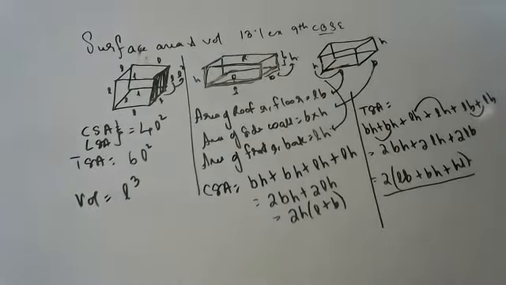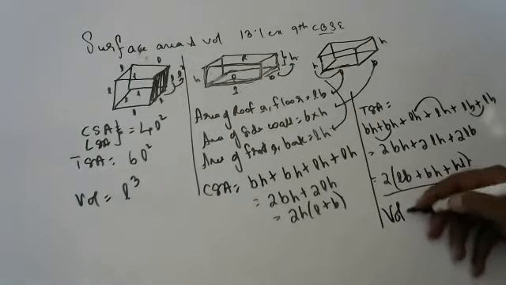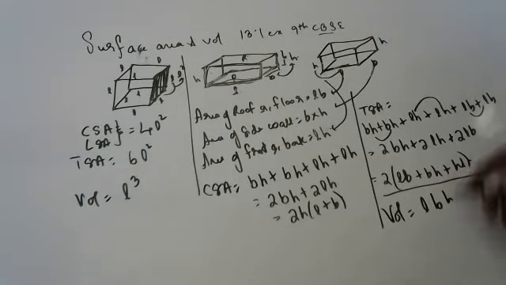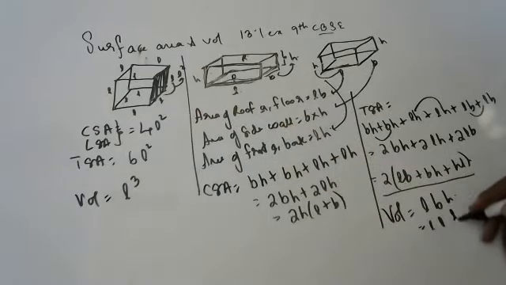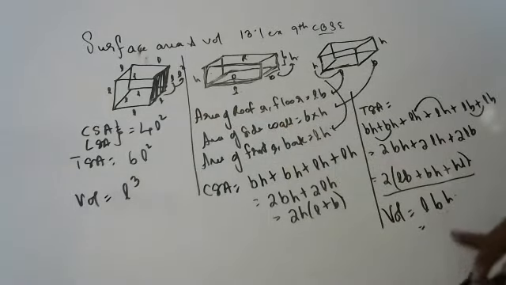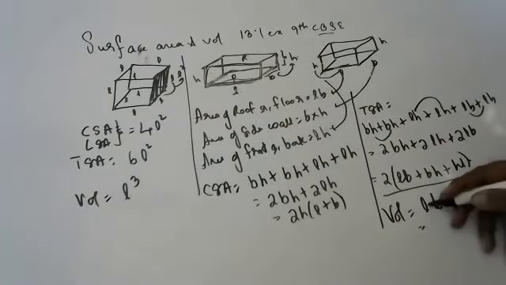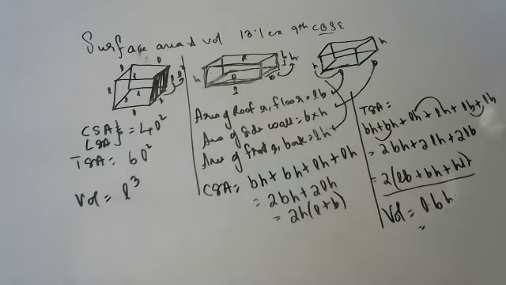What is the volume? Volume of a cuboid is LBH. Since in a cube all sides are the same, it is L cube, children. Whereas here, L into B into H is the volume. So children, if you remember these formulas only, then you can do the sums. I hope you understood these formulas.